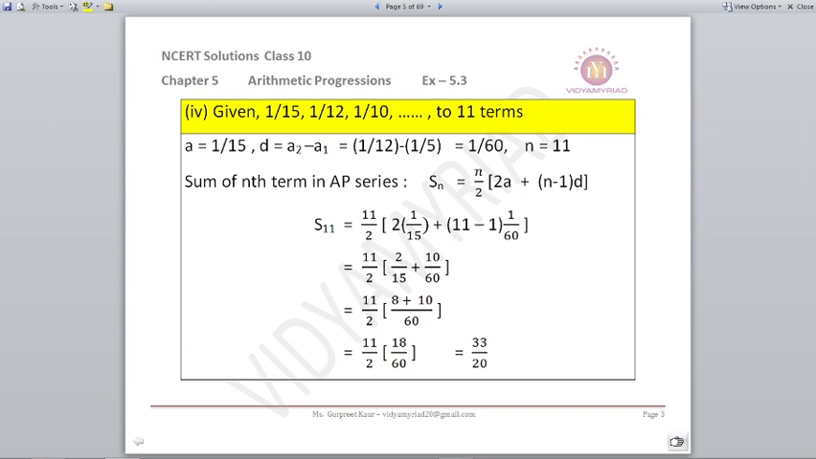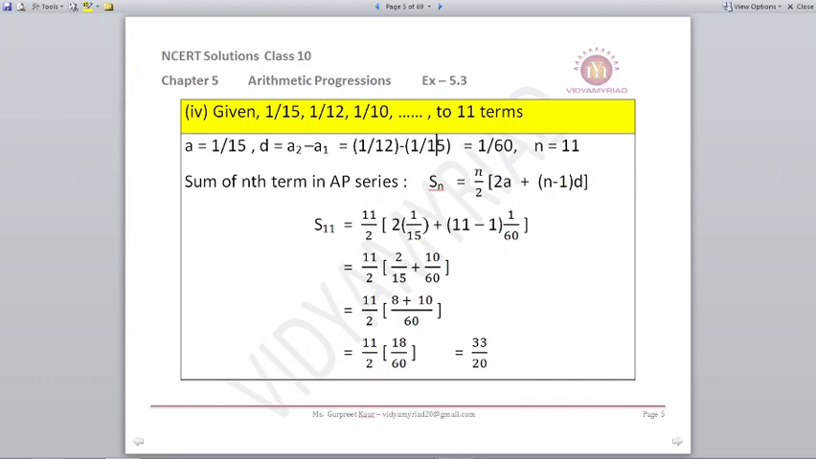Next, 1 upon 15, 1 upon 12, 1 upon 10, so on to 11 terms. So a is 1 upon 15 given, and d we can find out by subtracting 1 upon 12 minus 1 upon 15. It gives us 1 upon 60. Sn is equal to n upon 2 [2a plus (n minus 1)d], and we have to find out S11.